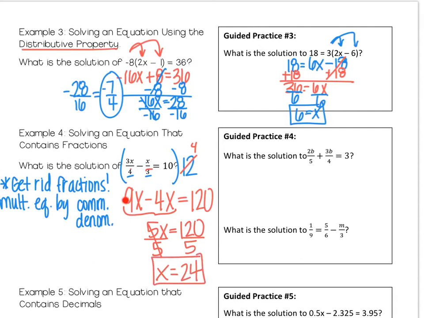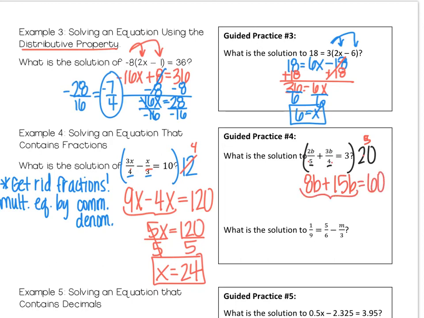And then from this point down, you didn't have to deal with any fractions. So I'm going to show you that one more time in guided practice number 4. You have the denominators 5 and 4, so the common denominator is going to be 20. 5 will go into 20 4 times, so you're going to multiply the numerator by 4 and you get 8b. 4 will go into 20 5 times, so you're going to multiply the numerator by 5 and you get 15b. And then you just do 3 times 20 and you get 60.